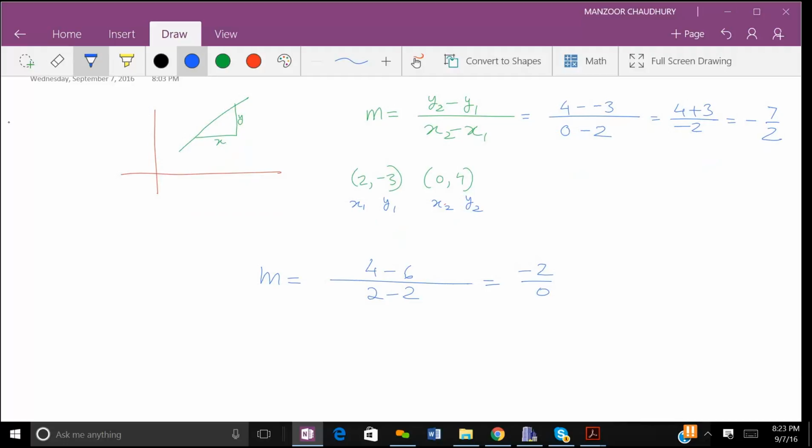You know, when something is over 0... Anything over 0 is undefined, right? If you have 0 at the denominator, it's undefined. That's the critical thing. Okay, 0 in the denominator, undefined. Yes. Okay.